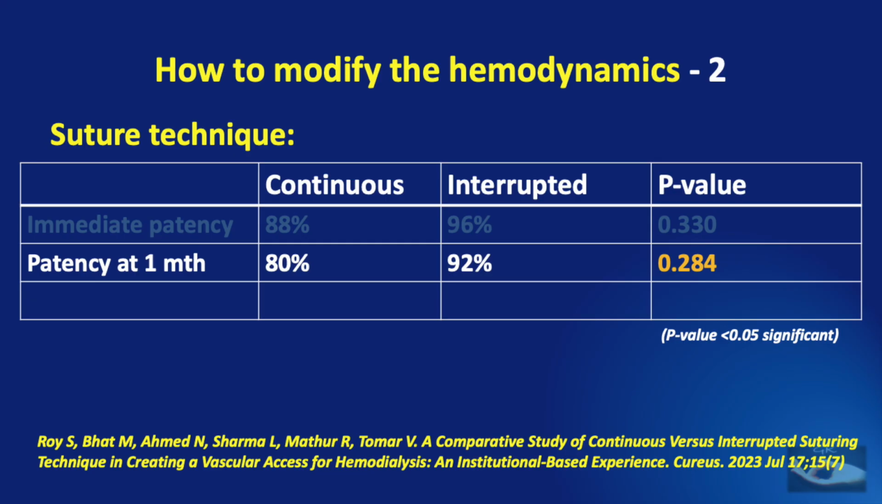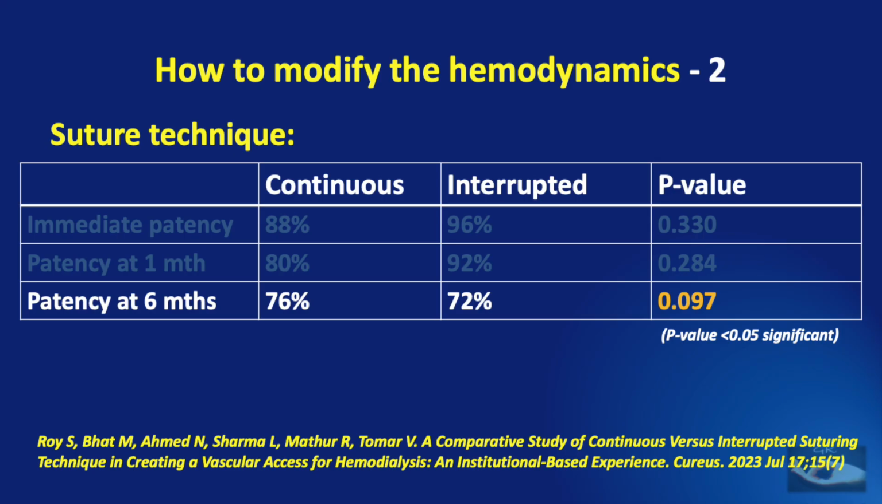P-value was 0.284 and the patency at 6 months was almost equal between the two techniques of anastomosis, 76% in the continuous suturing technique and 72% in the interrupted suturing technique, and the p-value was 0.097. We need to remember that a p-value of less than 0.05 only is significant.